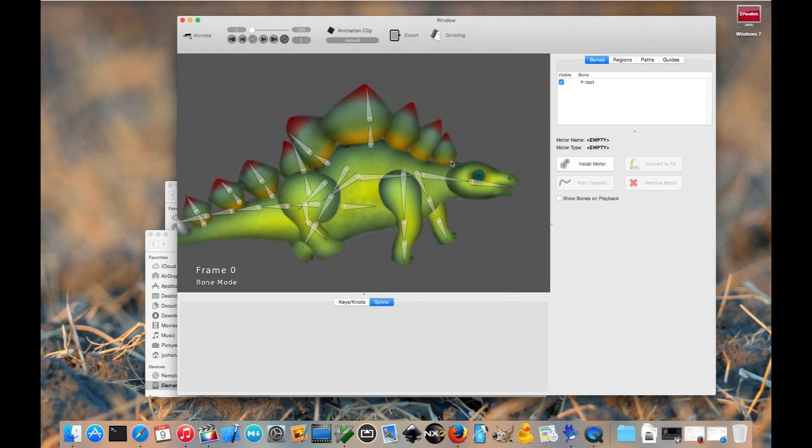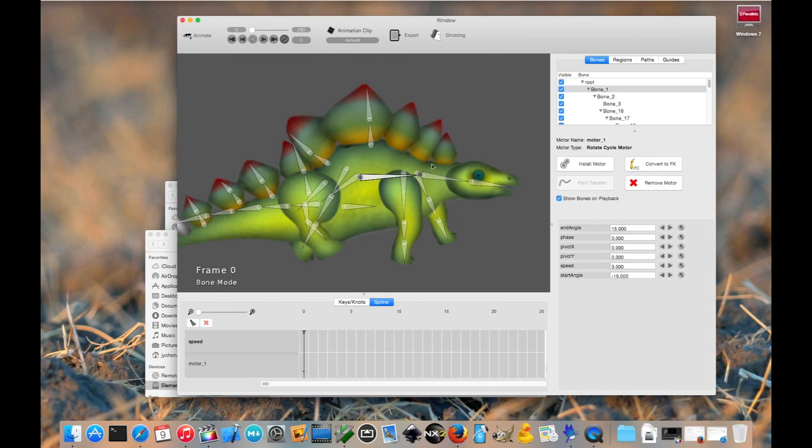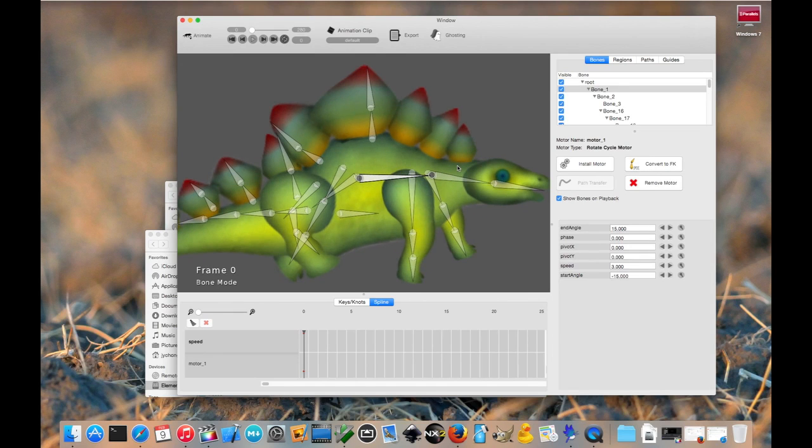Now, the first thing we want to do is to examine the bones that are associated with this running motion. You notice that for the two main bones, I basically have rotate cycle motors installed on them. And what this is for is we're actually making the front part rotate up and down, so it arches the body up and down. And the back one also arches the body up and down.